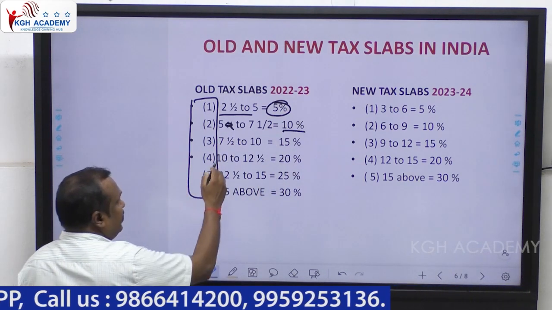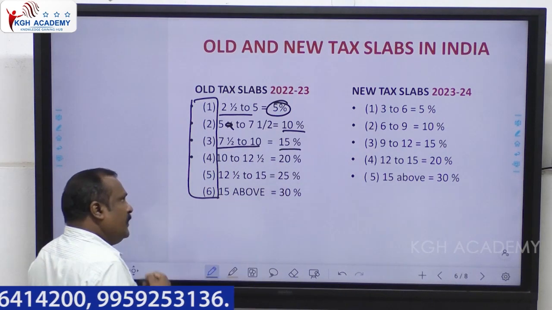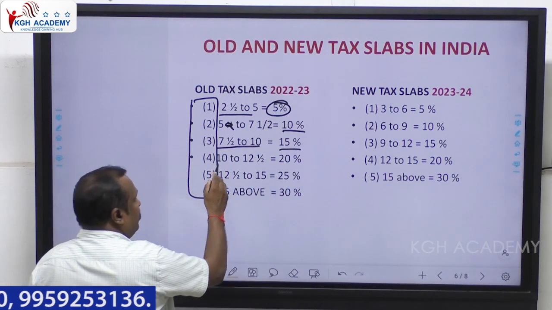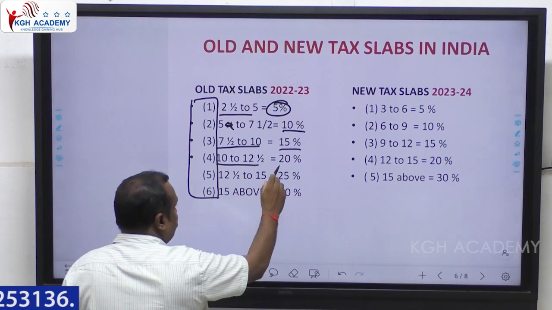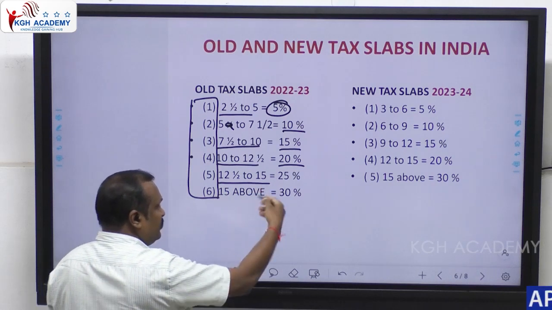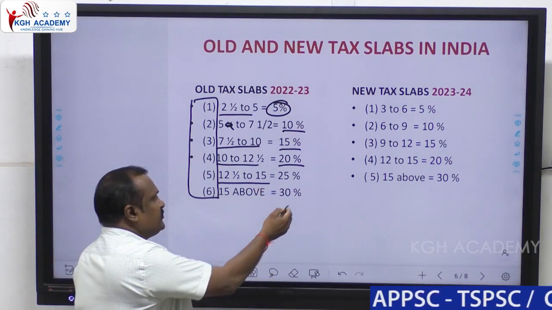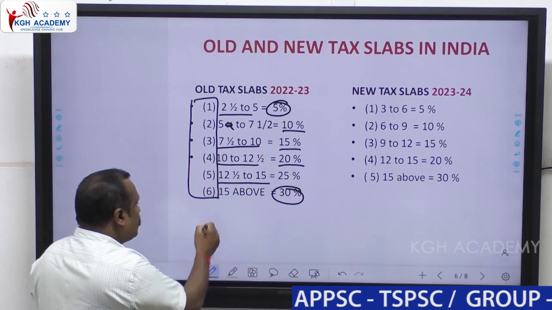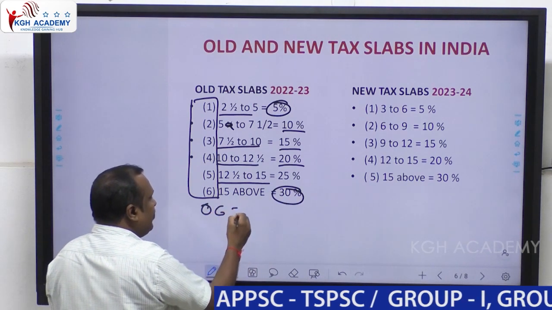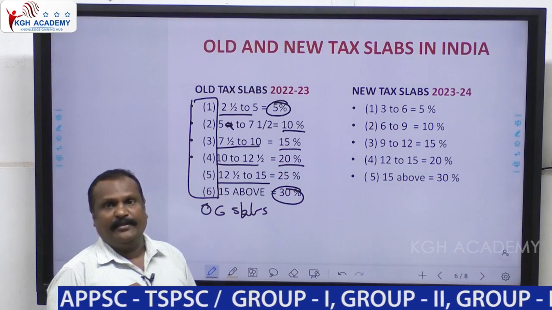If any person gets an income of 7.5 to 10 lakhs, he has to pay 15%. If any person gets an income between 10 to 12.5, he has to pay 20%. A person who gets an income between 12.5 to 15 has to pay 25%. Above 15 lakhs, he has to pay 30%. So totally there are 6 slabs in the previous year.